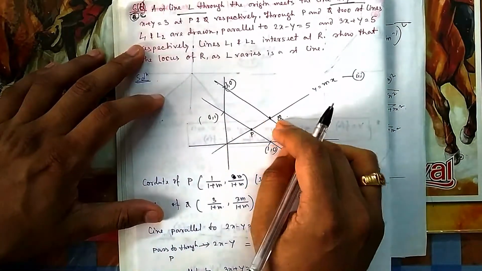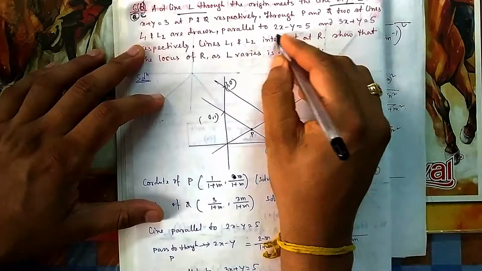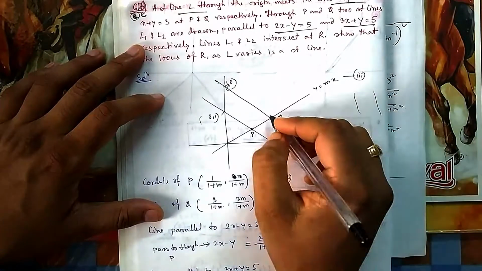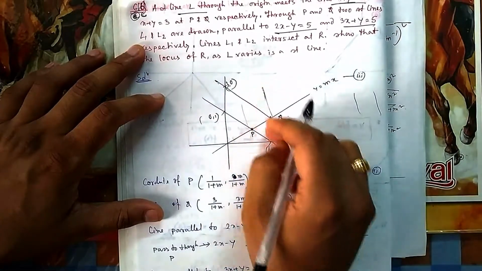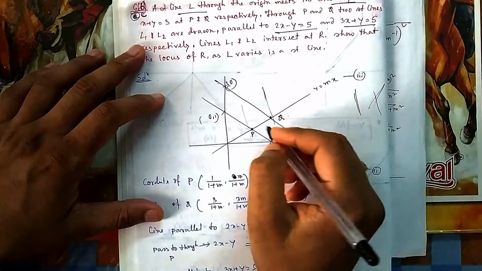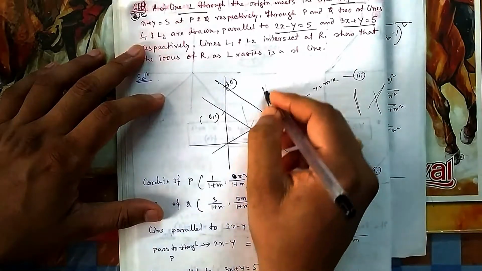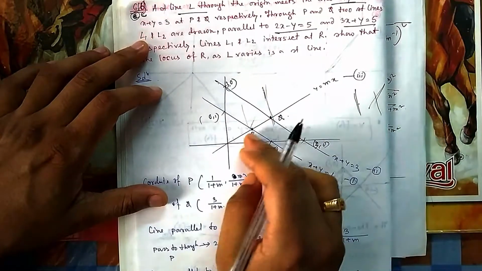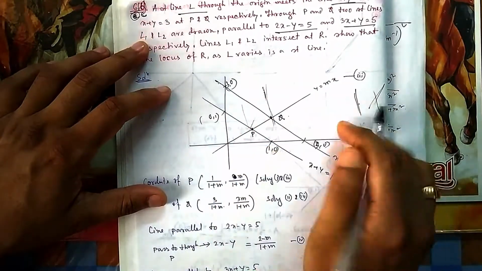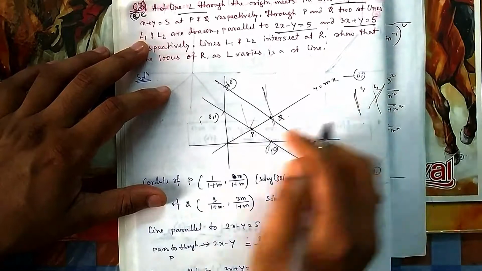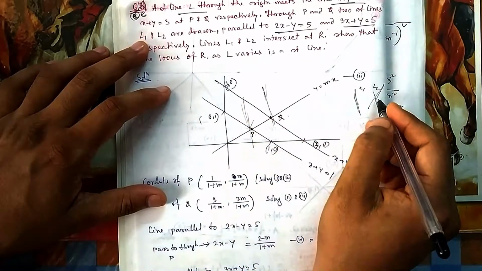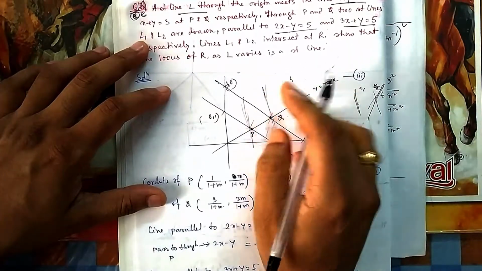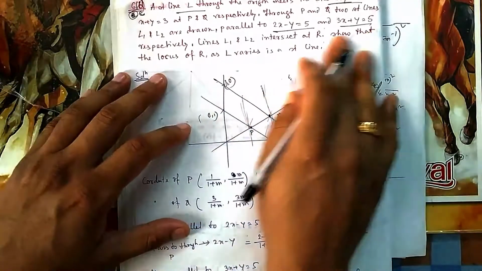Through P and Q, straight lines L1 and L2 are drawn. I am not drawing it here. They are drawn parallel to two given lines. Suppose there are two lines, one line is this, one line is this, so you draw parallel to this and parallel to this respectively. So this is L1 and this is L2. Through P you draw parallel to L1, and through Q you draw parallel to L2. I am not doing it because it will make the figure complex here.